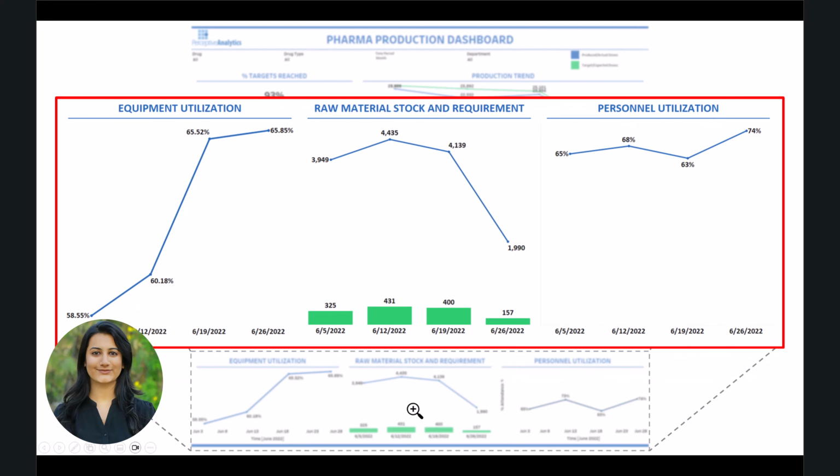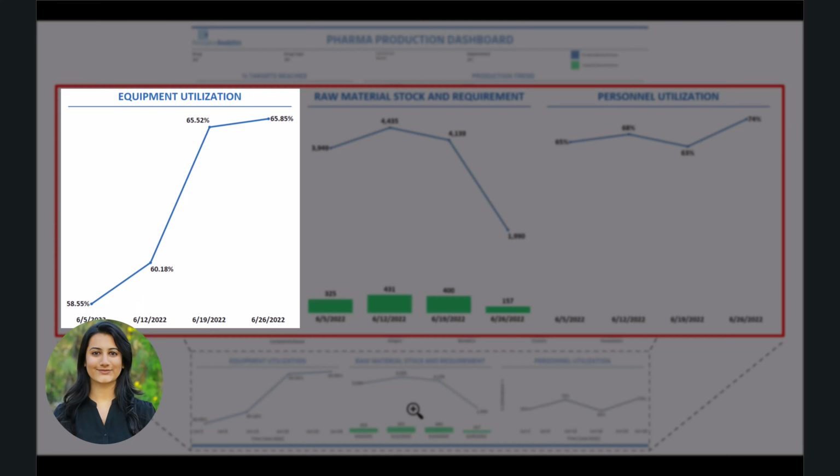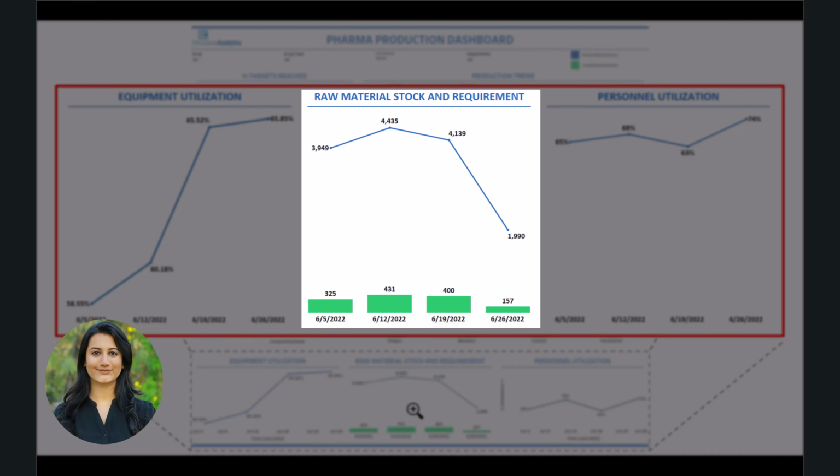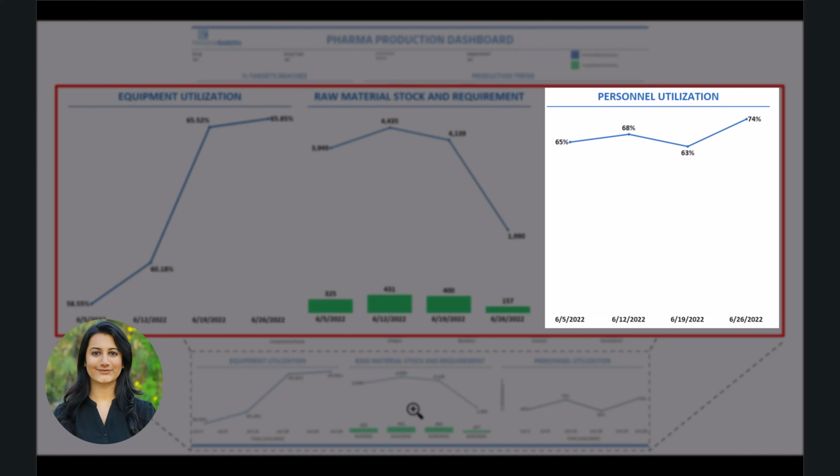At the bottom, we focus on resource usage. Equipment utilization shows how intensively machinery is used each week. Raw material stock versus requirement helps us monitor inventory levels. Personnel utilization reflects staff attendance over time.